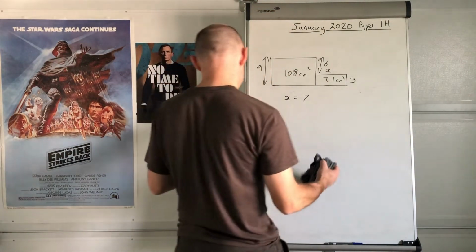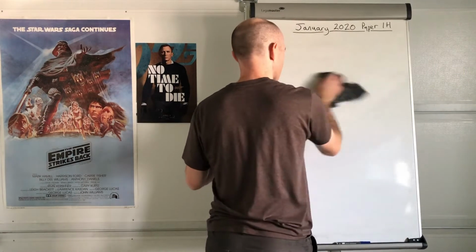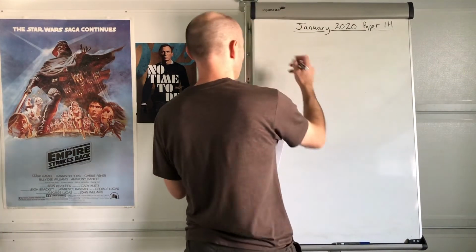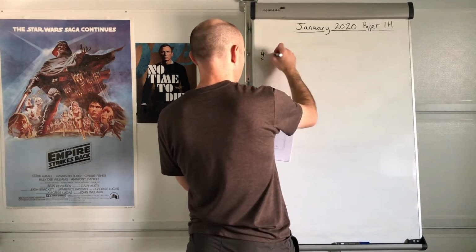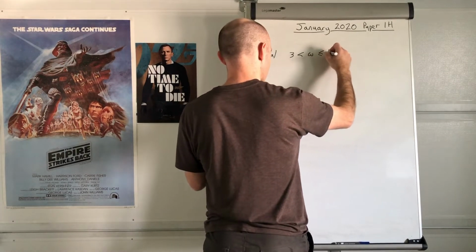Write down the modal class. That's the one that occurs most often. So you need to write down exactly as it says in the table. So 3 less than w less than or equal to 4.